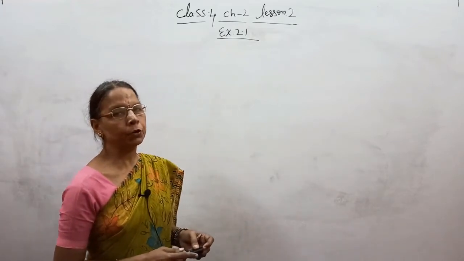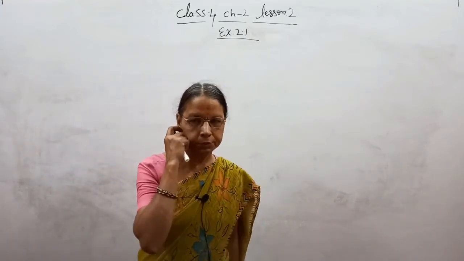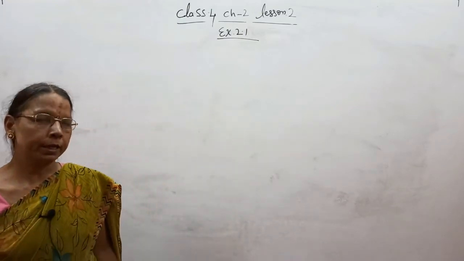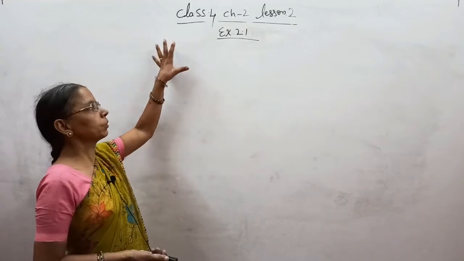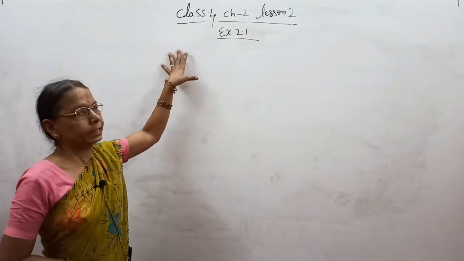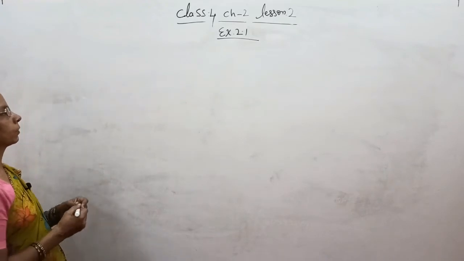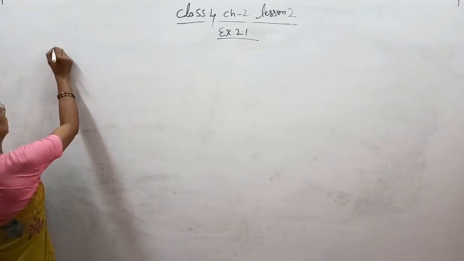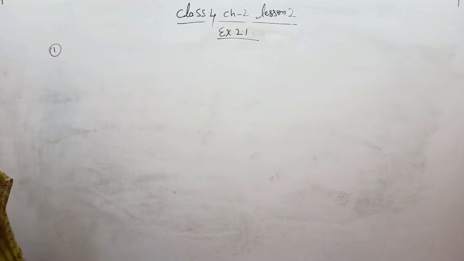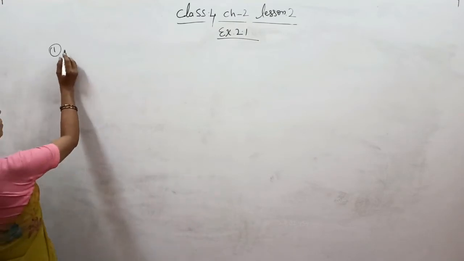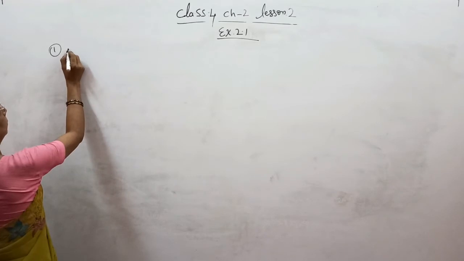Now we are going to solve exercise 2.1 on the basis of last class explanation, whatever I told in the last class about the place value and the number system. On that basis only we have to solve this exercise. Now we are going to solve question number 1: arrange the following numerals in the Indian place value chart and then rewrite them with commas at the right places.